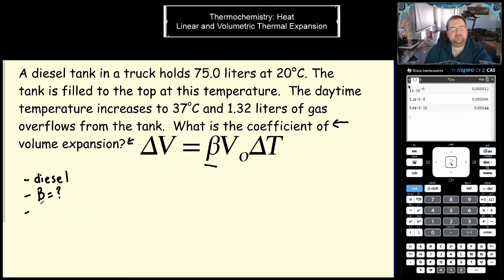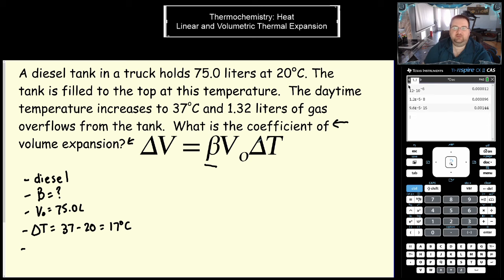We know that the truck holds 75 liters and the tank is filled to the top. So our initial volume is the tank filled right to the top, which is 75.0 liters. And the daytime temperature increases to 37. So it's going from 20 degrees. Okay, so we want our change in temperature, and it's going from 20 degrees to 37. So our final temperature minus our initial temperature is a 17 degree difference. So our change in temperature is 17 degrees Celsius.